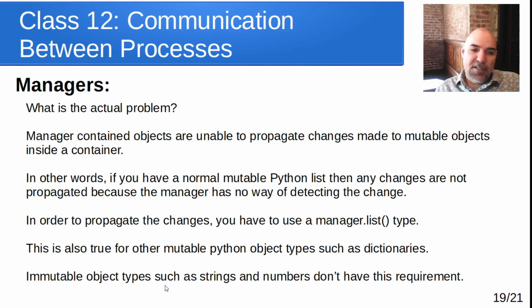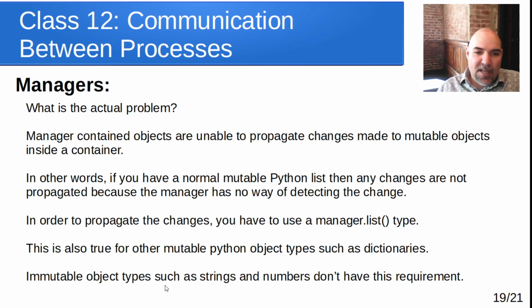any objects that are contained within the manager are unable to propagate changes made to mutable objects inside of that container. In other words, if you have a mutable object like a list, where you can add things to it, take things away from it, modify it, that doesn't change the reference of the list itself. So the list itself has a reference, like an ID. In Python, every object has an ID. That ID is not changing.